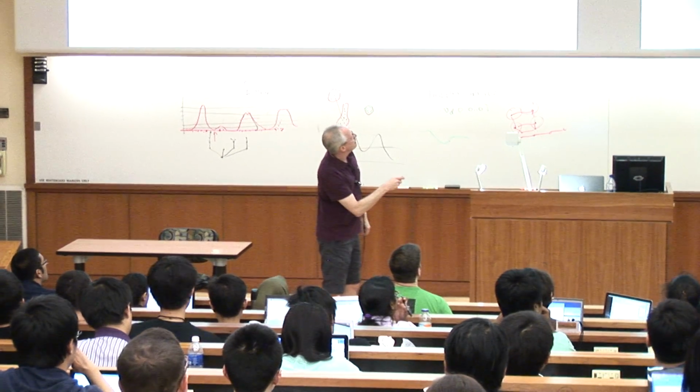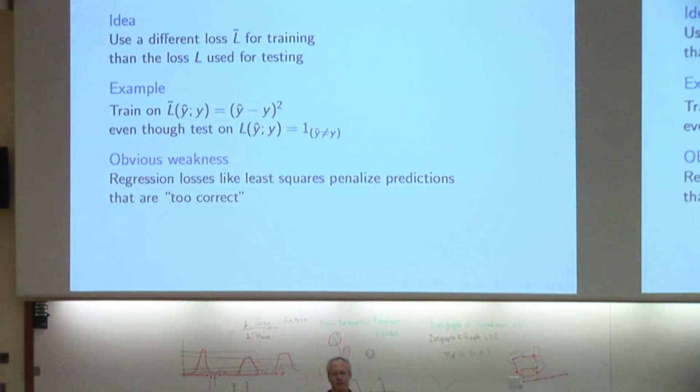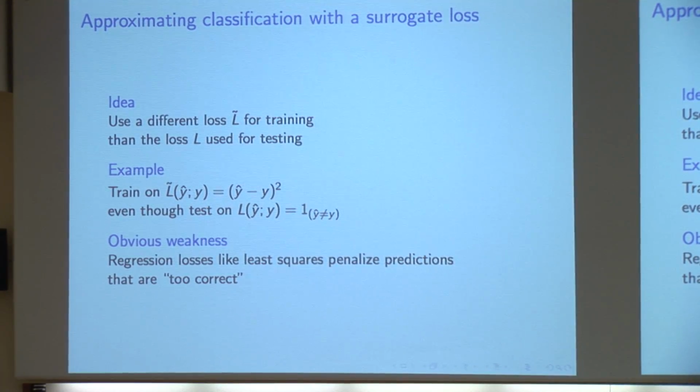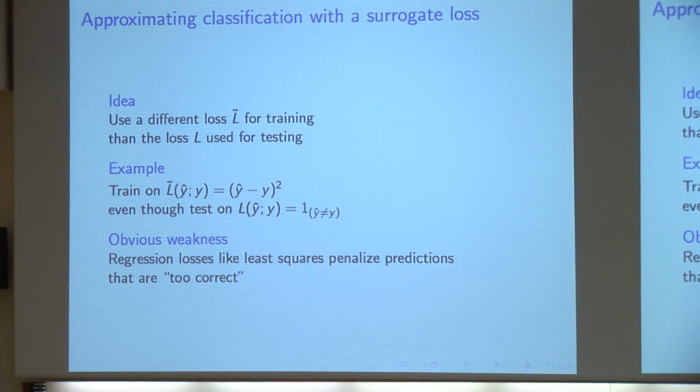So here's the idea. We're going to persist and just use a fake loss for training to make our training problem easy. Instead of writing papers with the words fake loss in the title, you come up with a word like surrogate loss. So you pick a surrogate loss, you train on that, and then you swap it out when you're doing test.